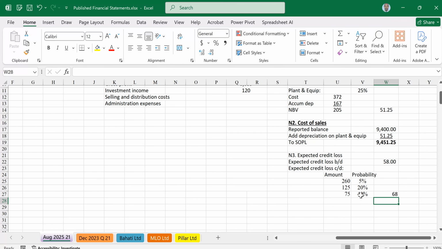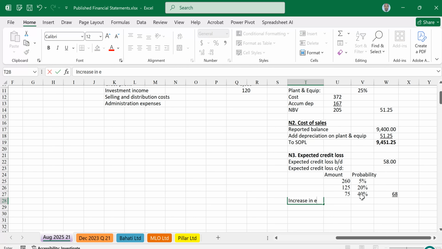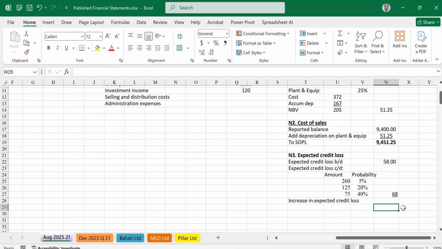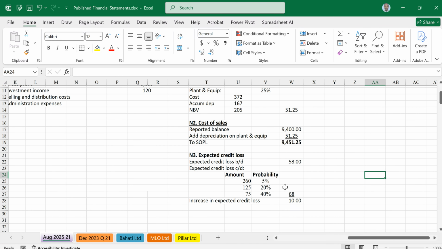68. Now, is it a decrease or an increase? You can see this is an increase in expected credit loss. Just like increase in provision for bad and doubtful debts, we are going to have the increase in this. So that will be 58 minus 68. Now it's an increase, and this will be an expense that will go to selling and distribution expenses.